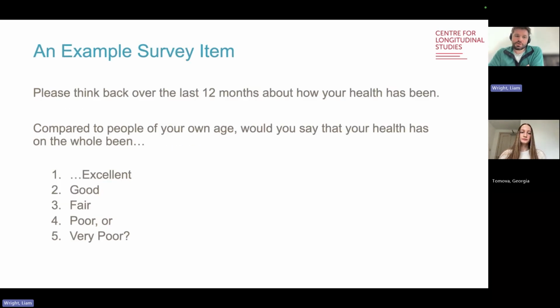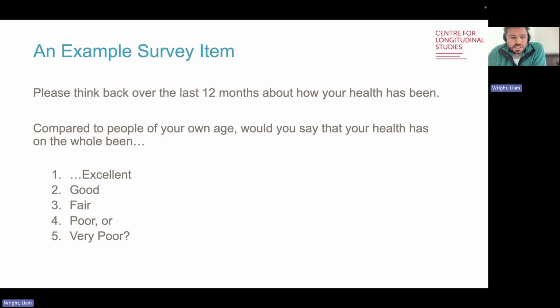So I'm just going to quickly show an example survey item. This is an item on self-rated health, which is asked in all of the cohorts, but it's been asked in the 1958 birth cohort study, which is the NCDS, since they were about age 20, I think, and it's been asked in different modes. So at age 55, NCDS participants, the sweep used a mixed mode design where people answered by telephone or web interview.